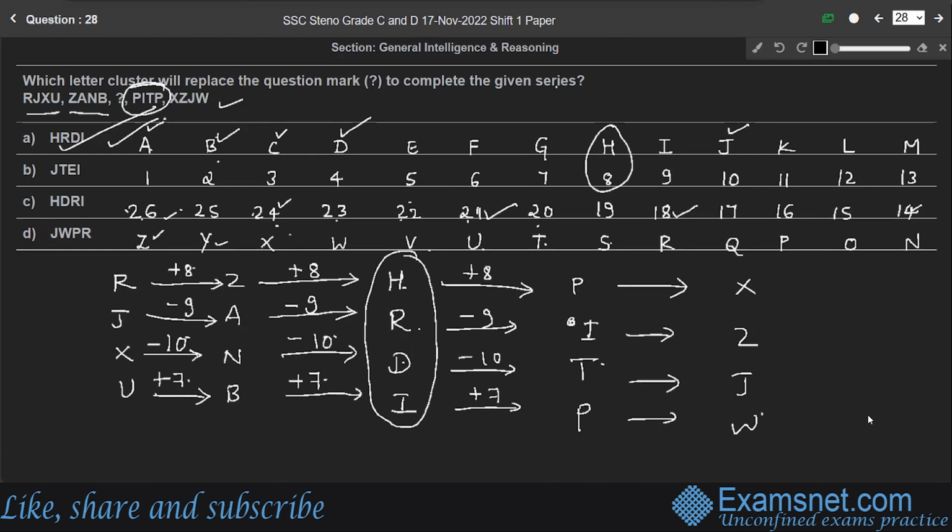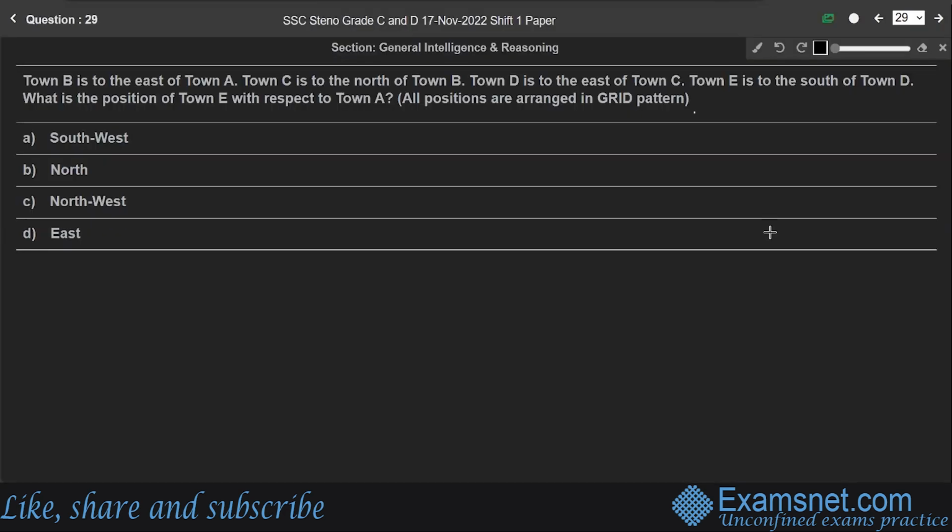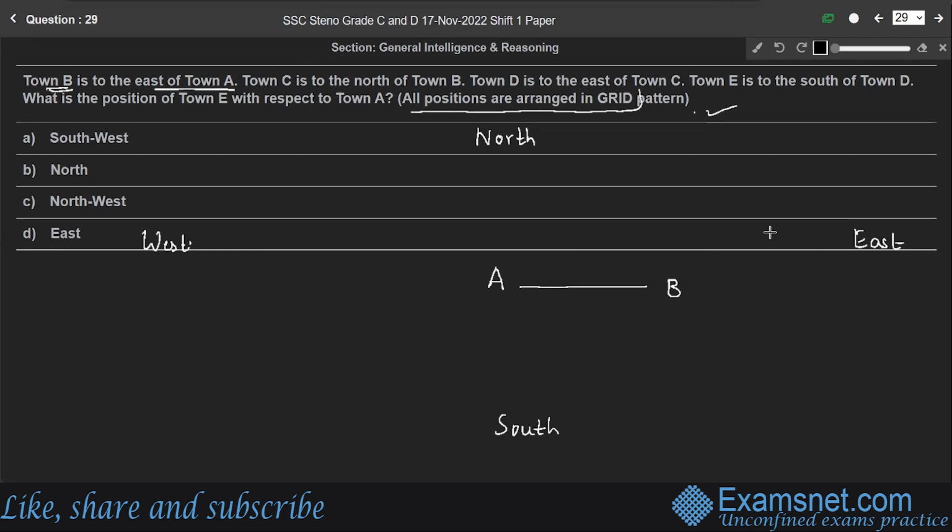Question number 29. Town B is to the east of town A. So we'll consider the directions: north, south, east, and west. If you consider town A here, town B is to the east of town A, like this. It is given that all positions are arranged in a grid pattern. Grid pattern means the distance between any two towns is constant.